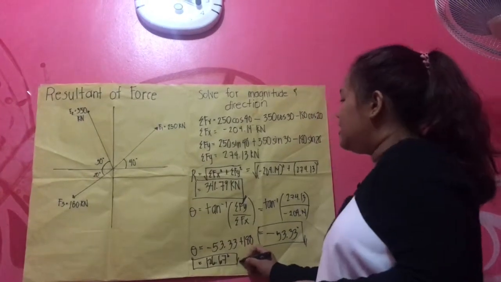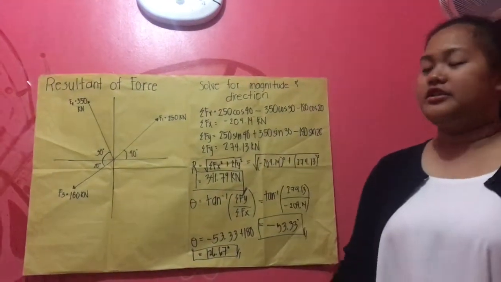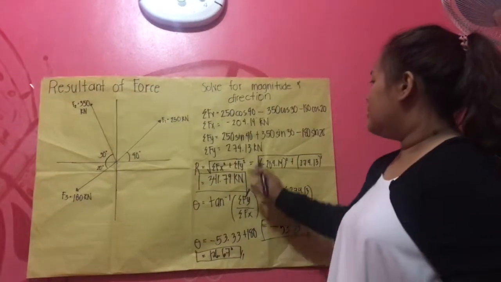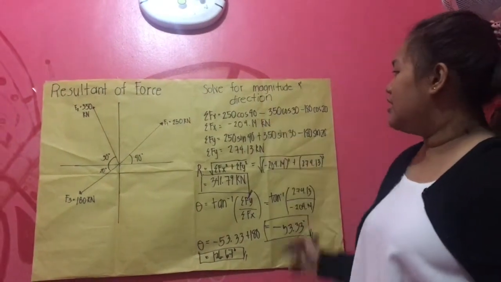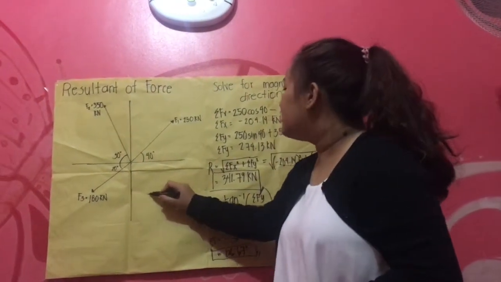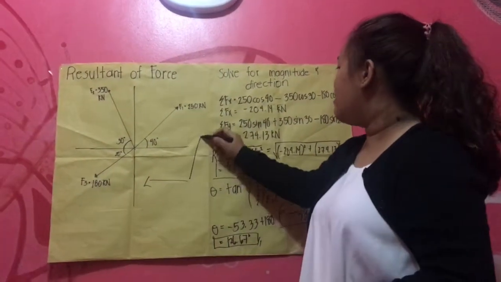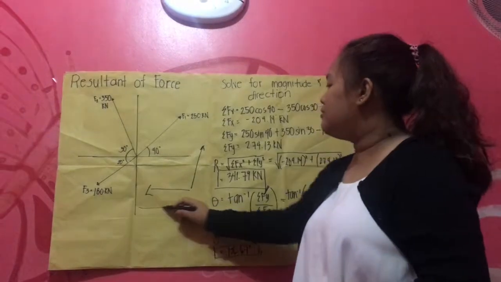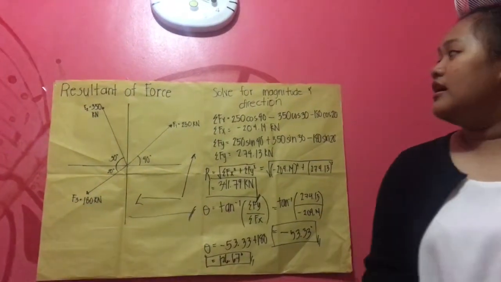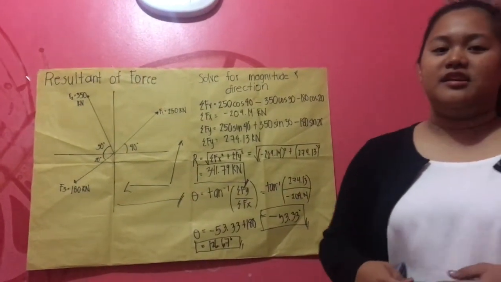So after getting the magnitude and the direction, the resultant would be negative on the left side and then positive on the right side. So this would be our guide to get the resultant of a force.